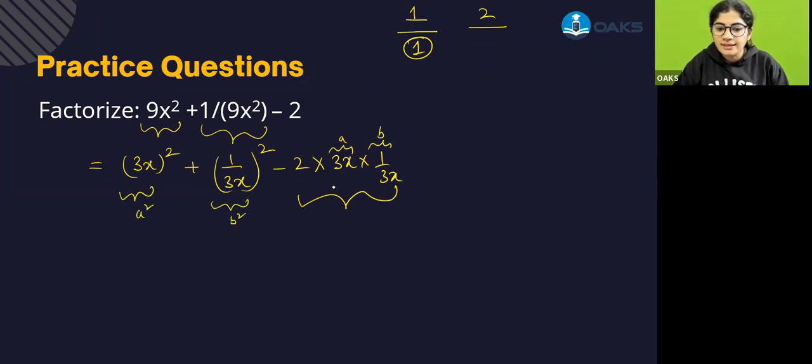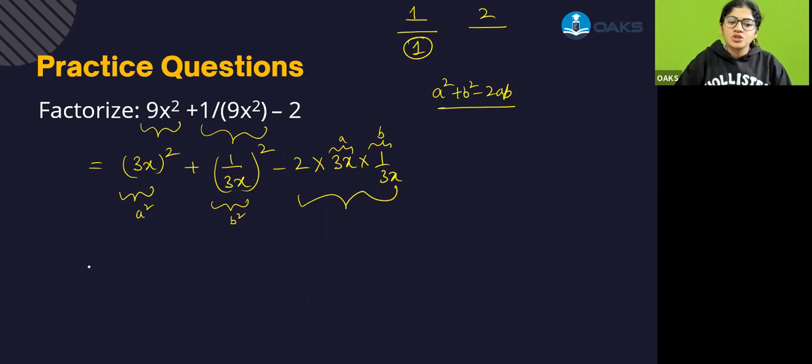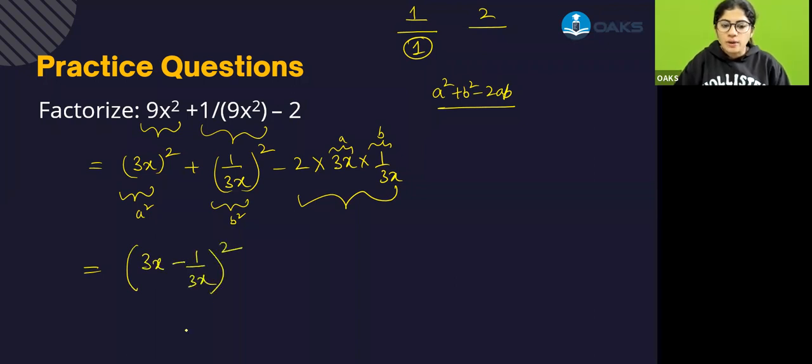So this is A, this is B, and this was my A square. This was my B square, and this is -2AB. So you need to construct yourself the identity. Okay. Samiha, do you understand? Can you show me your hand? Okay, great. So this was the identity. This is A square plus B square minus 2AB. So this was the identity of A minus B whole square. Everybody remember? So A minus B whole square is equal to A square plus B square minus 2AB. So I exactly got my A and B. So I can write this as 3x minus 1 by 3x whole square, right?